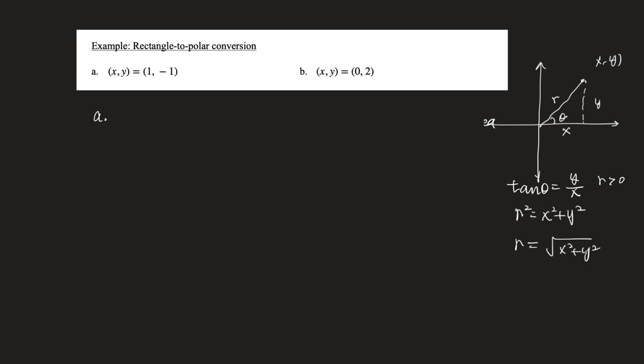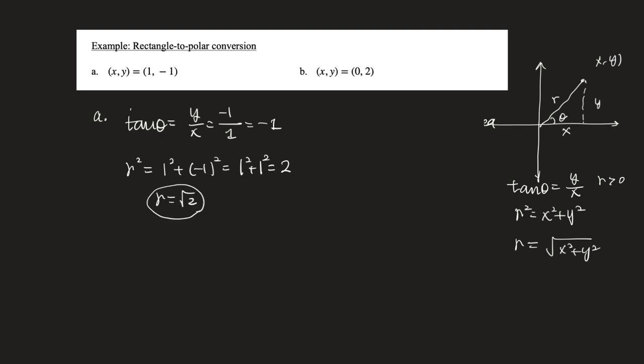For part a, x is 1 and y equals -1. Tangent theta is y over x. Y is -1, x is 1, so that's -1. R squared is x squared, 1 squared plus -1 squared. 1 squared plus 1 squared is 2. R is square root of 2. Now we have to decide theta. Tangent of -1 means second quadrant or fourth quadrant.